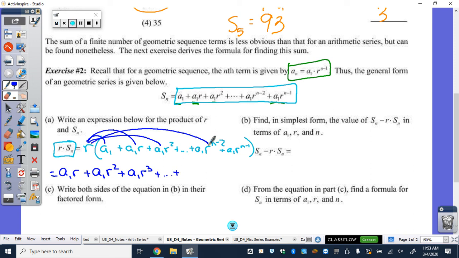So when I add my exponents on that next one, I got an n minus 2 plus 1. So what does that give us? It would give us n minus 1. So you got n minus 2 plus the 1 from the r out front would give you n minus 1. When I multiply it times that last one, we would just get r to the n. So all I've done is taken the sequence, or the series, how it's written, and multiplied everything by r.